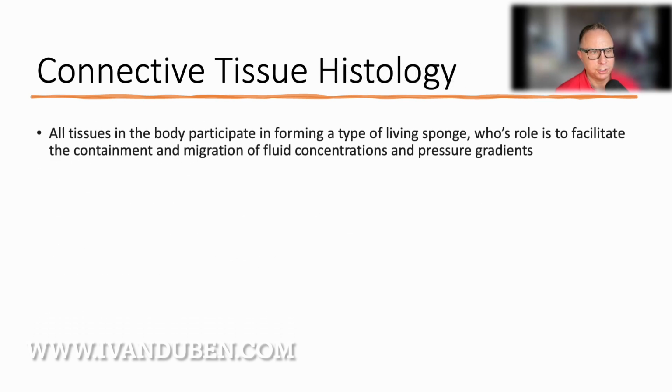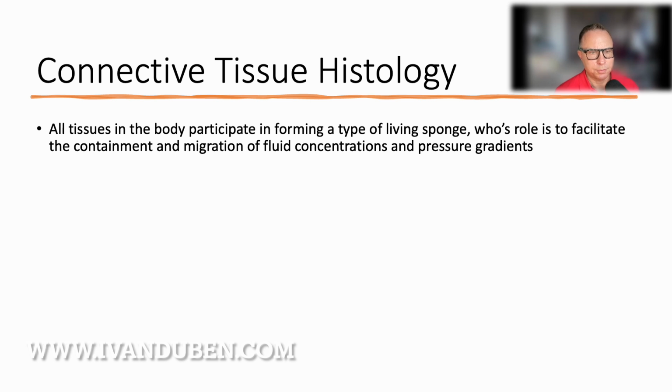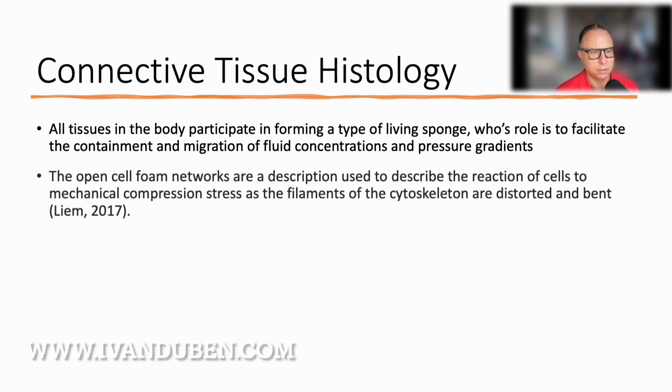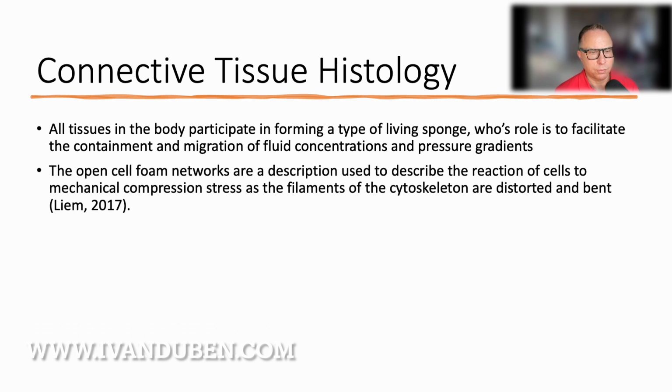Connective tissue histology. All tissues in the body participate in forming a type of living sponge, whose role is to facilitate the containment and migration of fluid concentrations and pressure gradients. The open cell foam networks are a description used to describe the reaction of cells to mechanical compression stress as the filaments of the cytoskeleton are distorted and bent. So you can see here, when I'm using the description of a metabolic sponge, I'm getting this from Torsten Lehm.